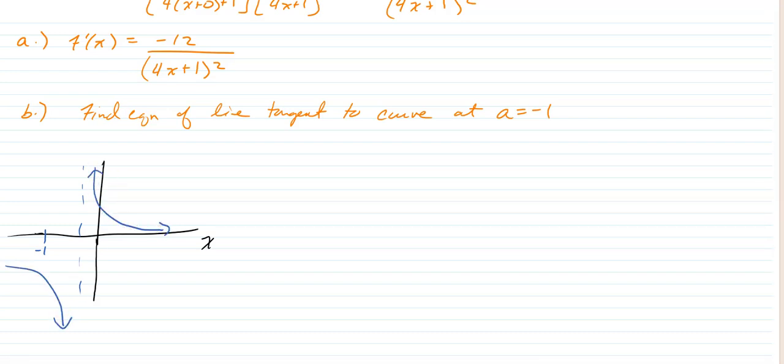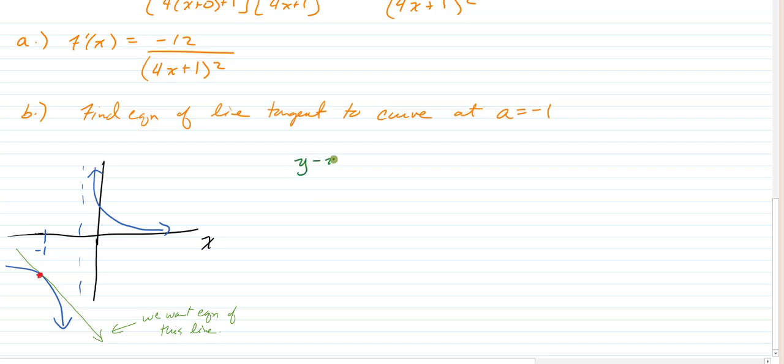Okay. So the point is that at the ordered pair, well, when a is negative 1, we want to compute the slope of the tangent line to the curve at that point. So our goal is to find this line. We want the equation of this line. Well, how are we going to do that? Well, normally, if you're tasked with finding the equation of a line, you would use the point-slope form of a line. We'd write y minus y1 is equal to m times x minus x1. That's where you've got the point x1 comma y1, so that's your point, and the slope is just m.